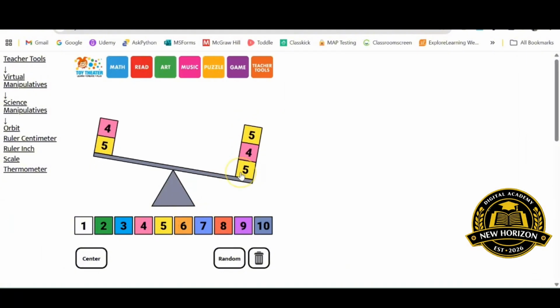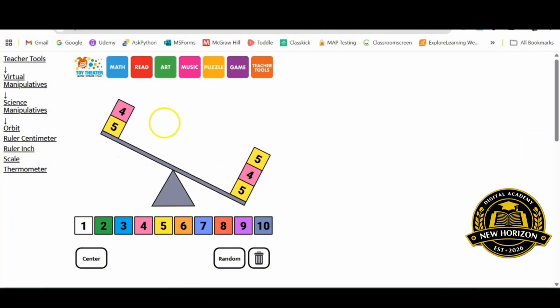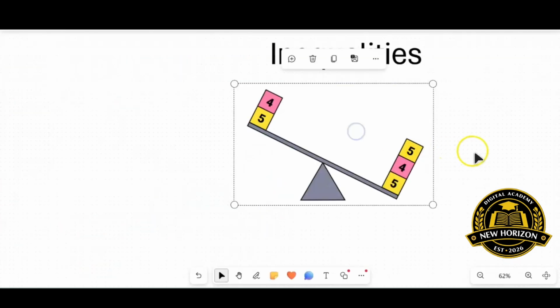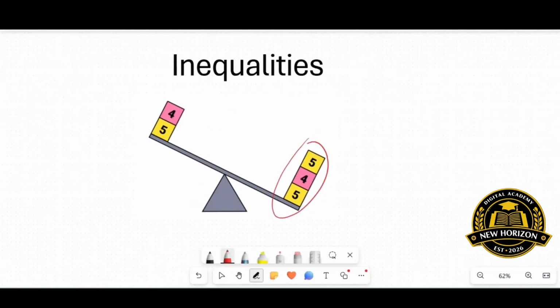So as you can see, already this shows an inequality. If we're using the left-hand side, is it equal to the right-hand side? They'll tell you the right-hand side is 14 and the left-hand side is 9. 9 is less than 14. So what does this triangle represent in this case? It's no longer representing an equal sign, but a less than sign.